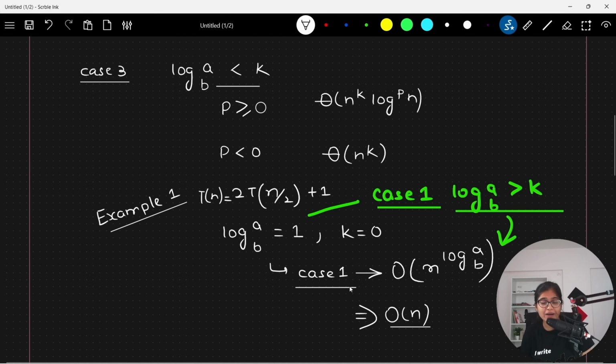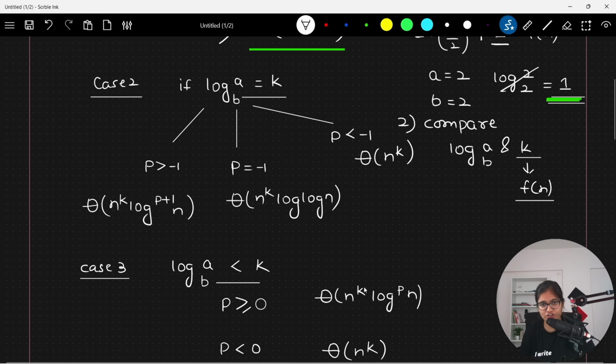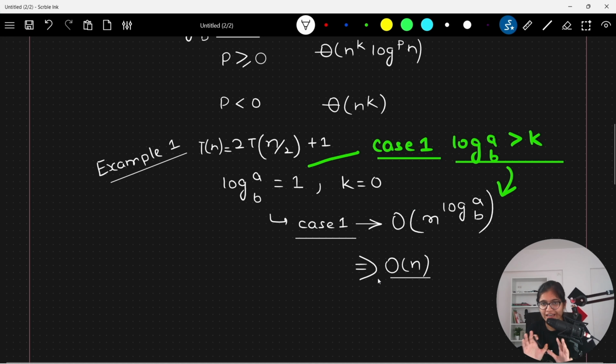That's why it's of much use and much ease compared to the other recurrence relation methods that we have solved so far. So the very first thing to keep in your head is that whenever the value of log a base b is greater than k, your answer will directly be order of n to the power of whatever value you get as log a base b. I hope I am making sense.